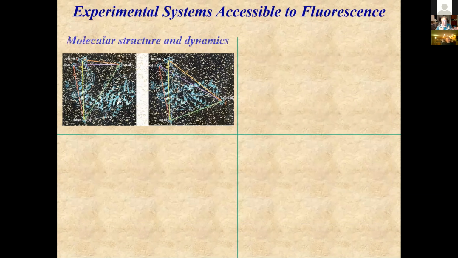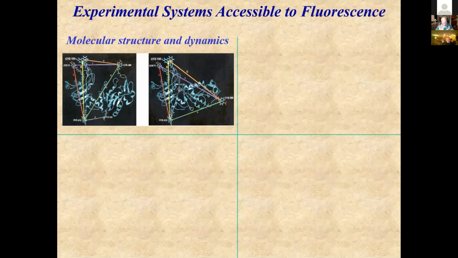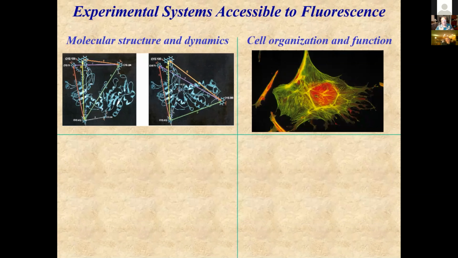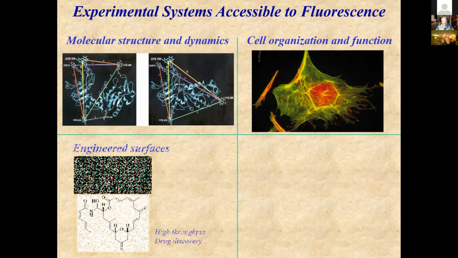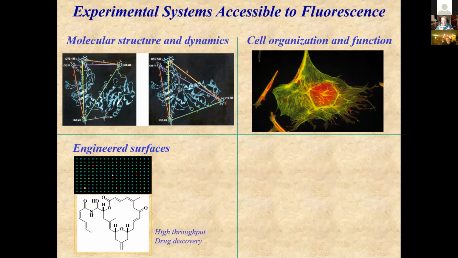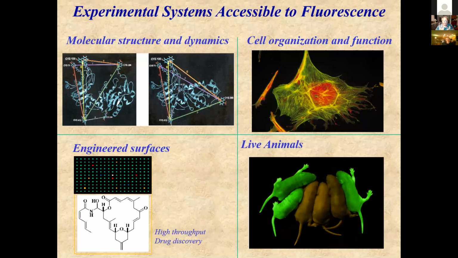Well, what are the experimental systems you can look at? Virtually any biological system, from protein structure and dynamics, membranes, cell organization and function, and you'll learn a lot about that in this course, to engineered surfaces for high throughput drug discovery, and live animals.